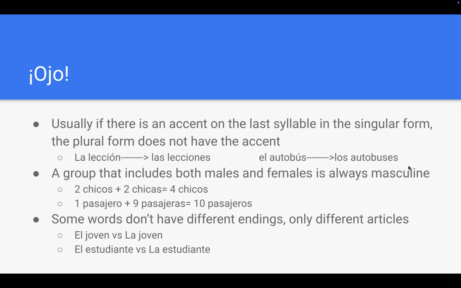And then ojo, this just means watch out, keep an eye on these, some extra things to know. If we have an accent mark, a tilde, in the last syllable, like lección has that accent mark, autobús has the accent mark over the last syllable. When we make it plural, we're adding an entire extra syllable to the word. So we're removing the accent mark in the plural version.